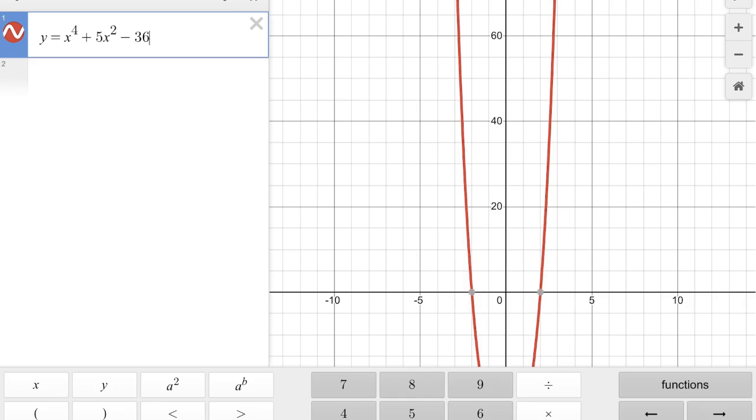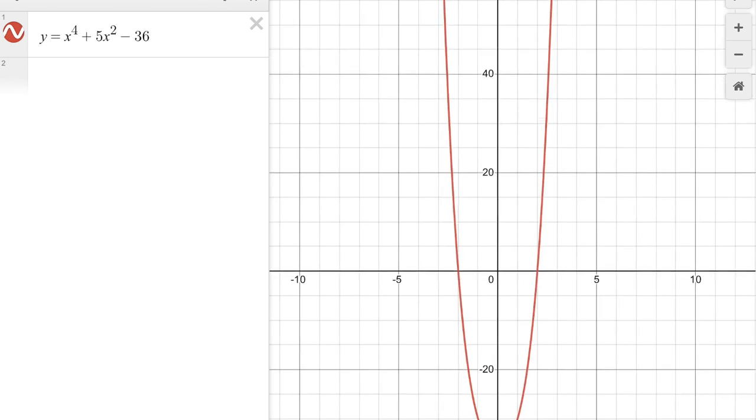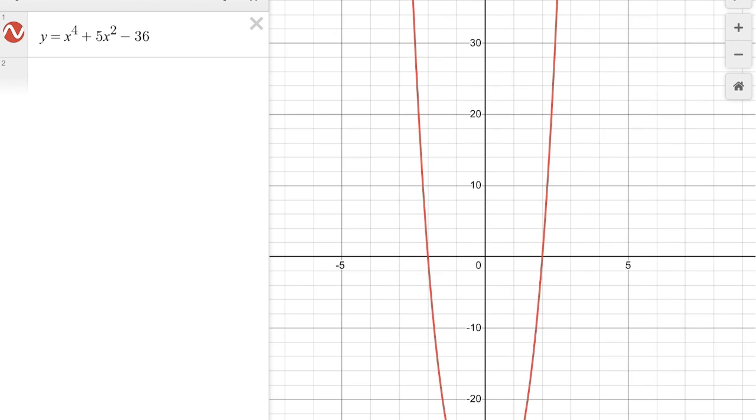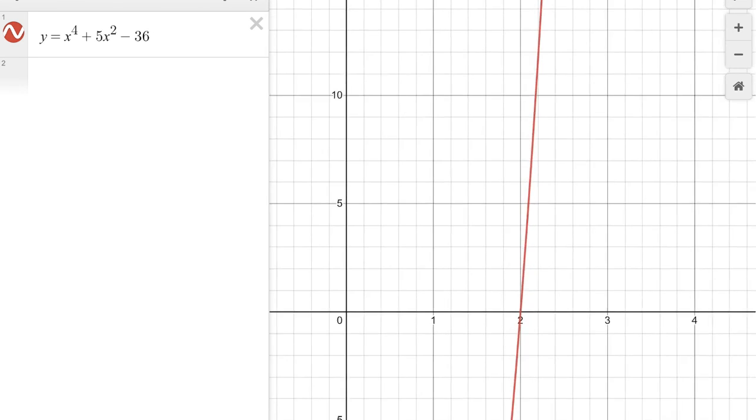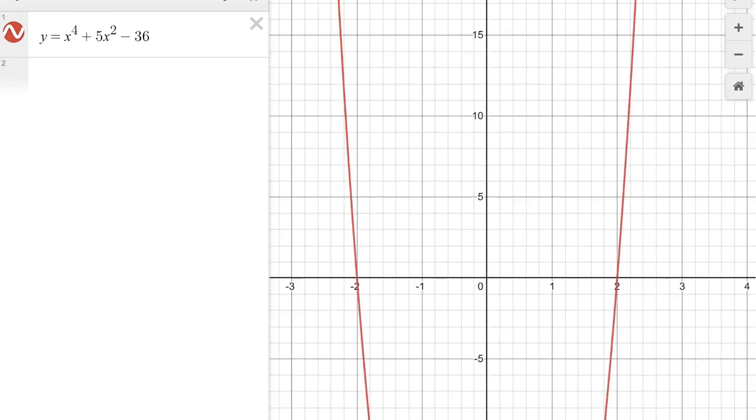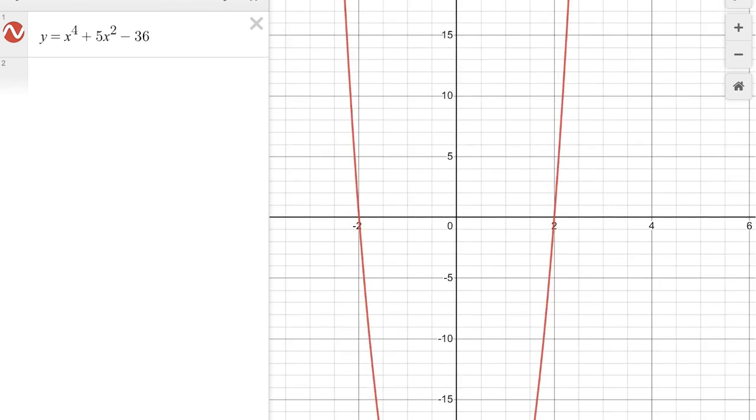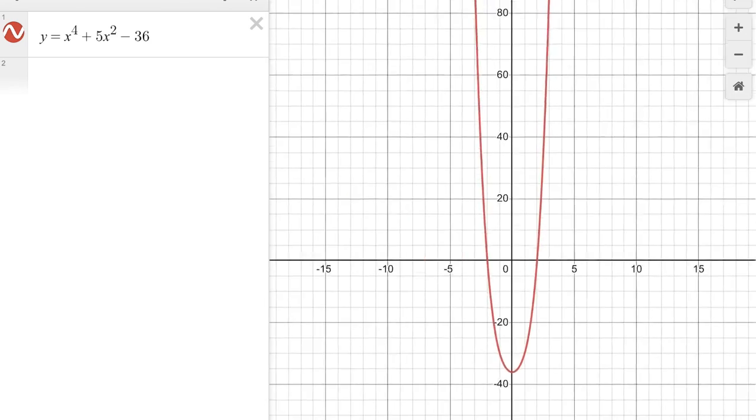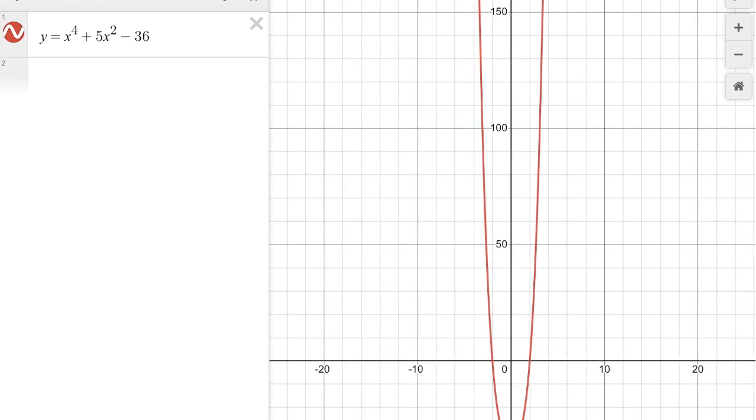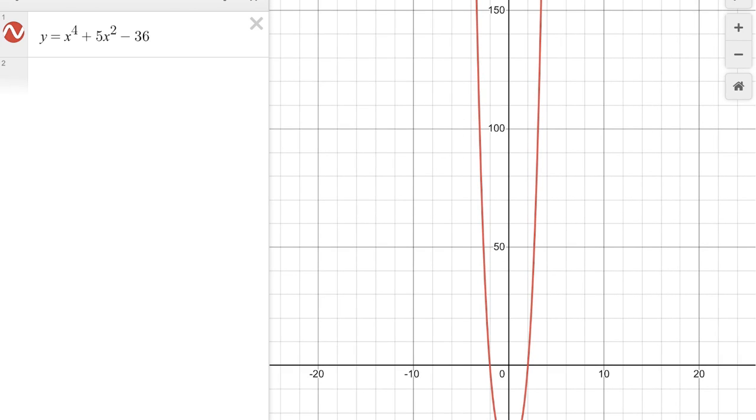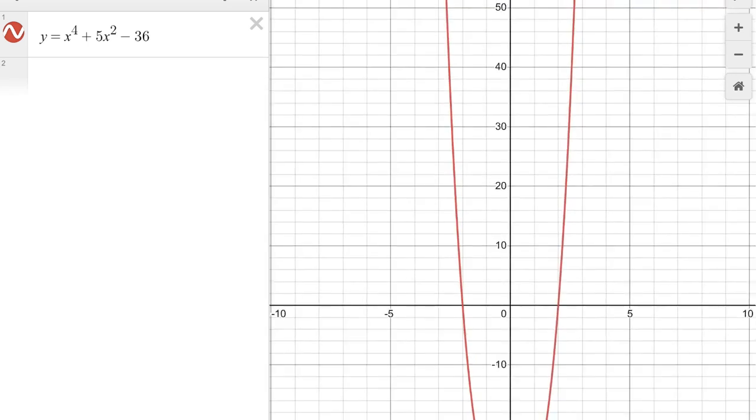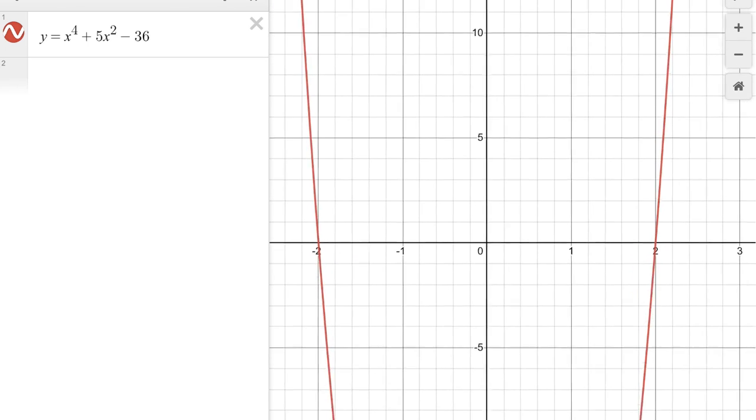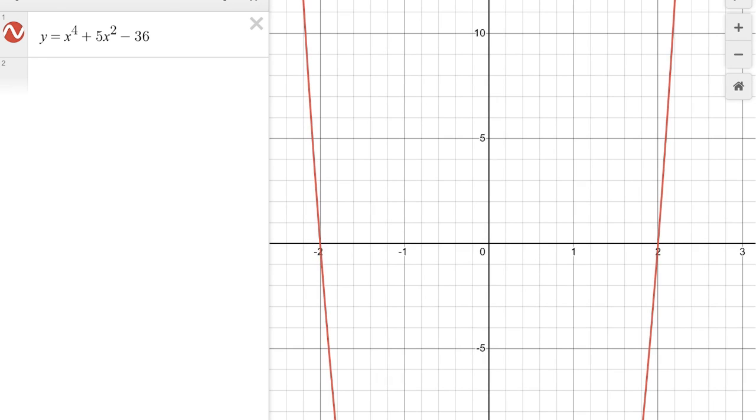Wait a minute. If you look at this graph, it seems like we only have 2 roots. Speaking of roots, one of them looks like it's at 2, and one of them looks like it's at negative 2. Now, if we zoom out a little bit, it's not like we're missing some of the graph that's supposed to be somewhere else. It definitely is the case that we only have 2 and negative 2. So wait, what's going on here? I thought we just said that we were supposed to get 4 roots.